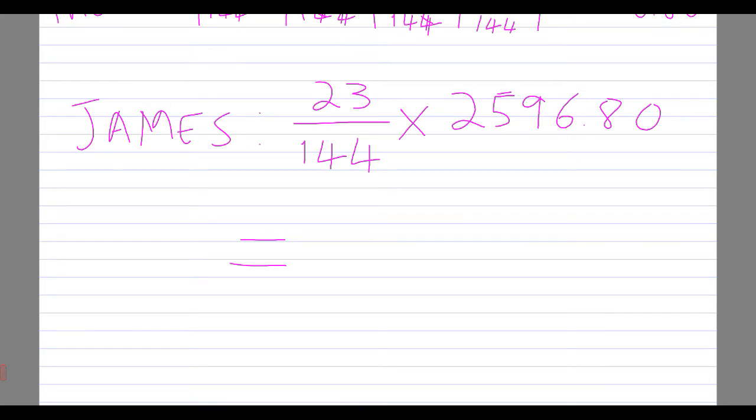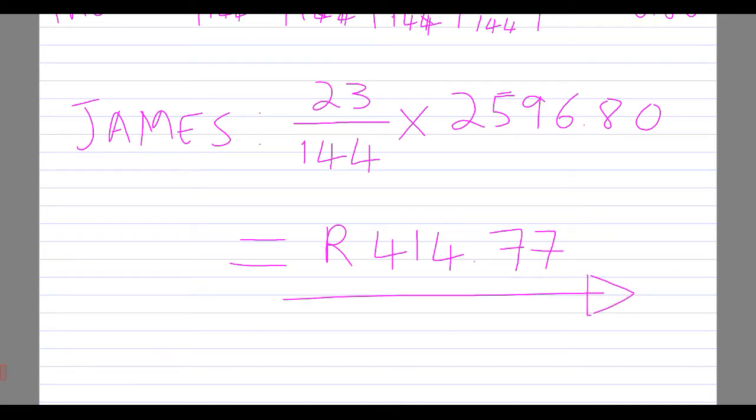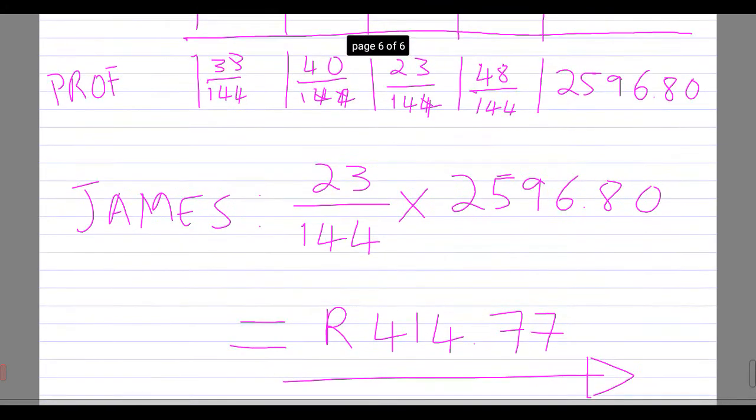Because remember, the profits are linked to how many memory cards each person sold. So if we use a calculator, this is James' portion of the profits. And given that James sold the least number of memory cards, he gets the least amount from the profits. And Joseph, of course, will get the biggest chunk out of those profits because he sold the most.